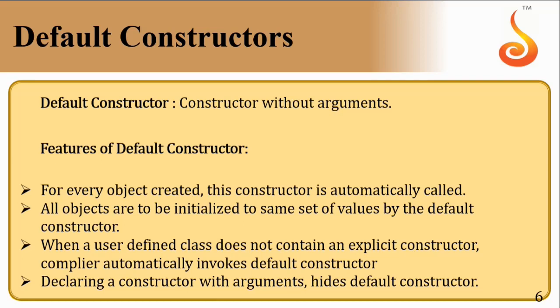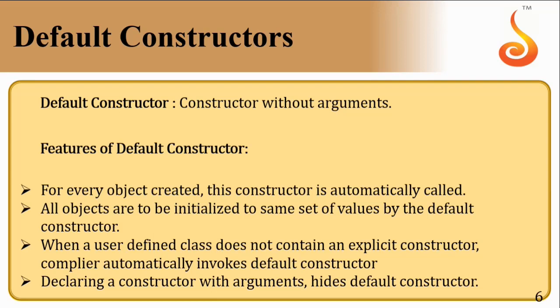All objects are initialized to the same set of values by a default constructor. Suppose I say int x is equal to 10, I have a variable x and I am giving an initial value 10 to the variable in the constructor. I create 10 objects. For all the 10 objects, the initial value of the variable remains 10 only.